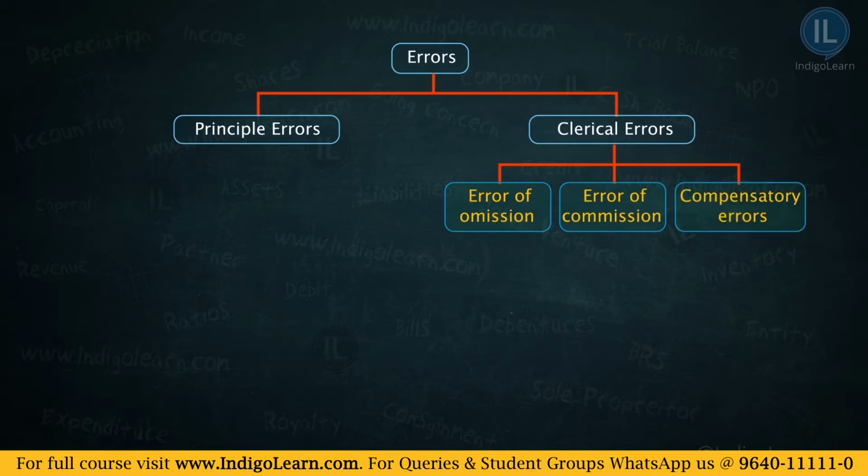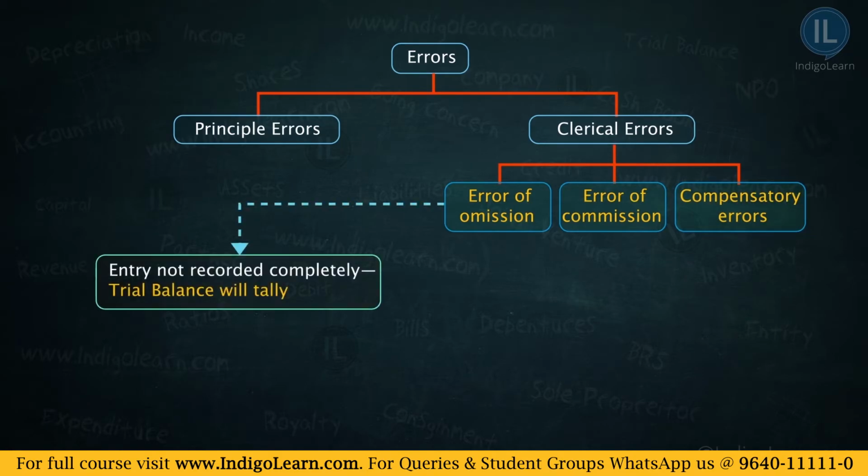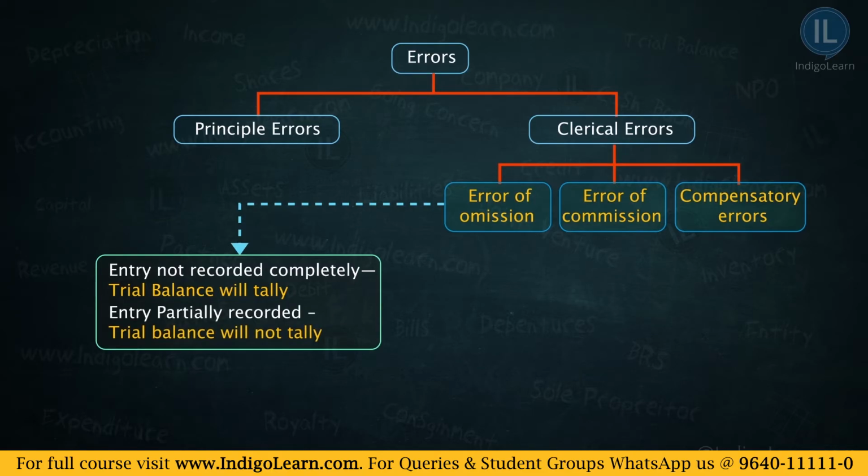compensating errors. Under error of omission, if the entry is completely missed in the subsidiary books, then the trial balance will still tally, because maybe that entry was never recorded at all at any place. But the other category is maybe it is recorded somewhere in the subsidiary books, but in the posting into ledger it went missing. In such cases, trial balance will not tally. We saw this example where we spoke about X and Y and things like that.